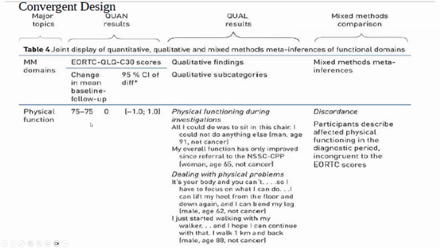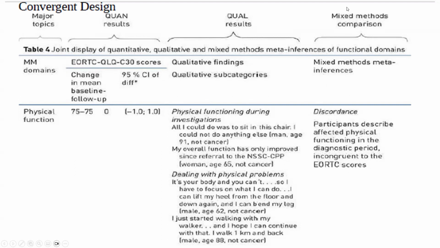Why this physical functioning? This is the quantitative result of physical function. And this is the explanation. All I could do was, this is the explanation, because physical functioning during investigation, what is observed? People say that all I could do was to sit in the chair. I could not do anything else. This is the qualitative result. This is quantitative, this is qualitative. See, these are all quotations.